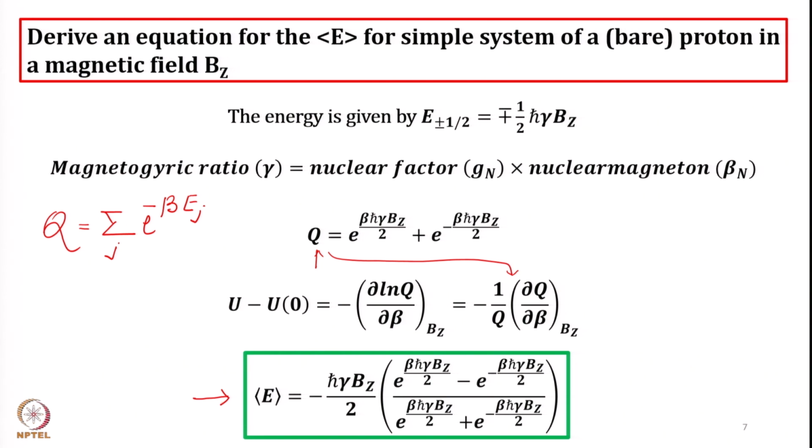This is what we were asked for, that is to derive an expression for energy for a simple system of bare proton in magnetic field Bz, and it turns out that this energy expression is given in terms of this expression, where we need information about gamma, Bz and temperature. Once we have that, then we can calculate the value of energy for a simple system of bare proton, which is in a fixed magnetic field Bz.